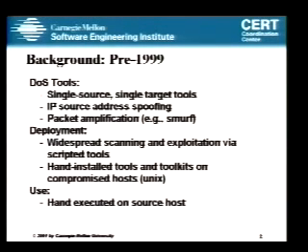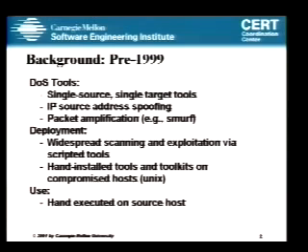Prior to 1999, a lot of the denial of service tools were primarily single source, single target tools, your standard SYN flooder, UDP flooder type tools. The state of the art was pretty much how do I execute a DOS attack without getting caught. Thus IP address spoofing, source address spoofing was used quite a bit. More effective attacks employed packet amplification techniques such as Smurf or Fraggle, those types of tools.